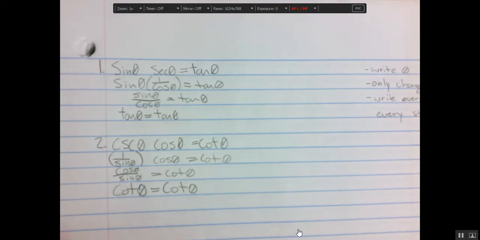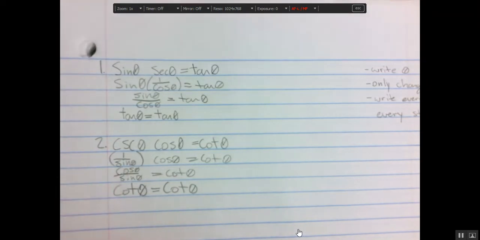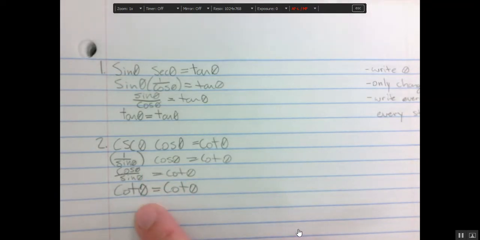All right, guys, for number 2, take a look at Remo's work. He changed the cosecant theta to 1 over sine theta. And then he combined the 1 over sine theta with the cosine theta. And then he changed that to a cotangent theta.